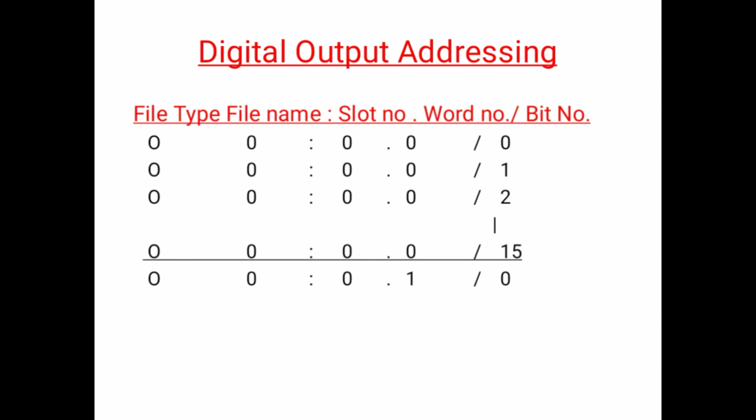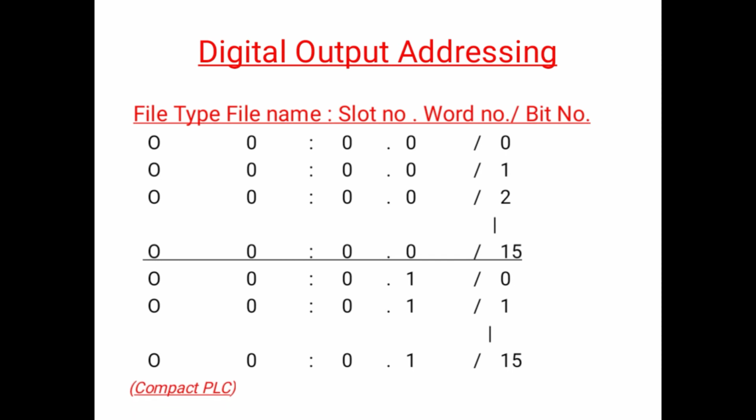Then for word number 1, file type is O, file name is 0, colon, slot number is 0 for compact PLC, dot word number is 1 because we have completed word number 0. So we will go to word number 1. In the first word the first bit is again 0. This is how you have to address the 17th output. If you have to address the 17th output in PLC, you have to write O 0 colon 0 dot 1 slash 0, not 16. So next is O 0 colon 0 dot 1 slash 1. This is the addressing of the 18th output. File type O, file name is 0, colon, slot number will remain 0, dot word number is now 1 and the second bit is 1. It goes up to 15, O 0 colon 0 dot 1 slash 15.